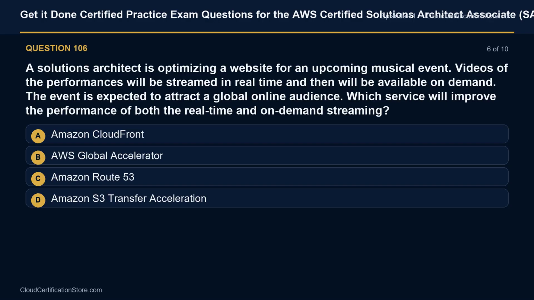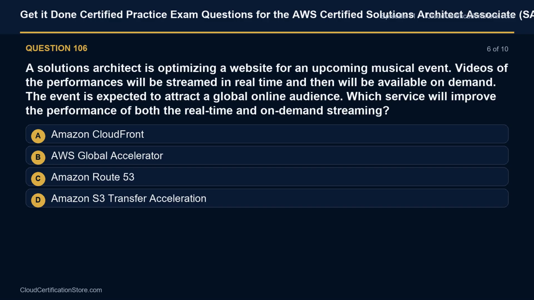Question 106. A solutions architect is optimizing a website for an upcoming musical event. Videos of the performances will be streamed in real time and then will be available on demand. The event is expected to attract a global online audience. Which service will improve the performance of both the real-time and on-demand streaming?